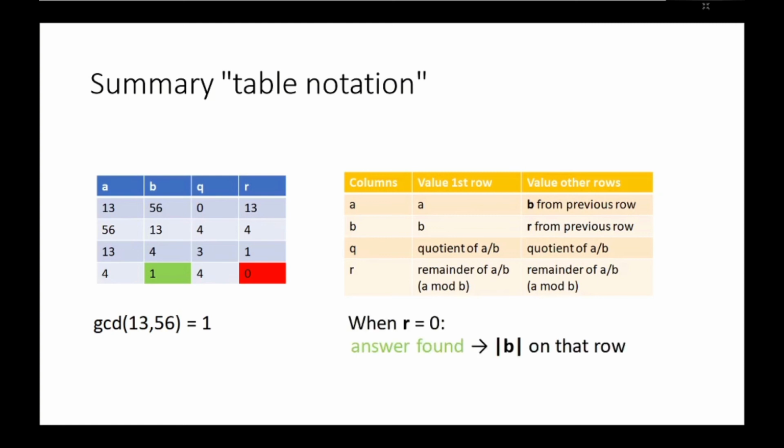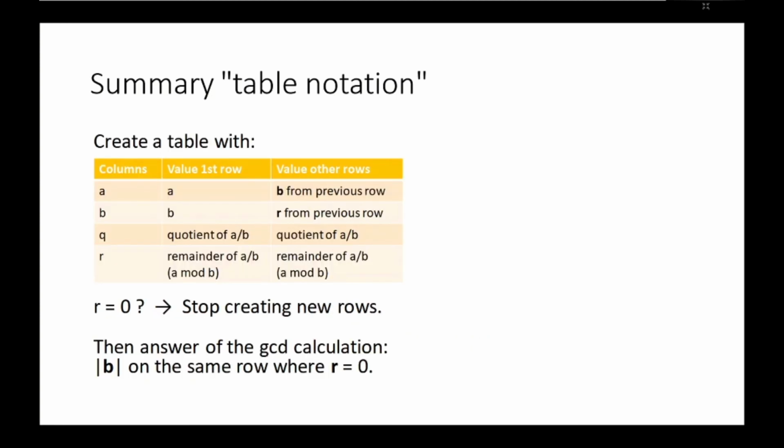When R reaches 0, you found the answer, because that is the absolute value of B on that row. So you create a table with the following properties, and when R reaches 0, you stop creating new rows, and then the answer of the calculation is the absolute value of B on the same row where R equals 0.